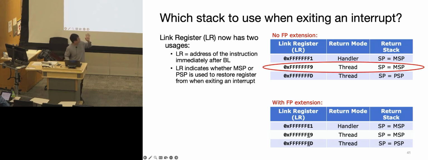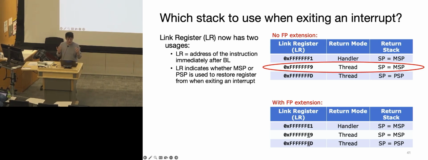The FFFFFFF9 that we saw basically indicates that it's going to return to the thread, which means it returns to a function, like the previous main function or the types of functions that we normally run. And it also tells you the current stack pointer is the main stack pointer. If it's FFFFFFF1, it returns to a handler. That means after this interrupt finishes, it returns to another interrupt, just depending on how you structure the priority of these interrupts. For that case, you're not jumping back to the main program.